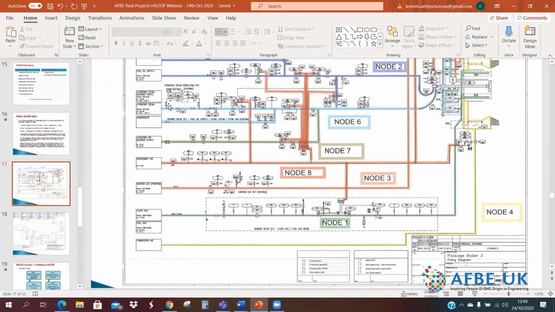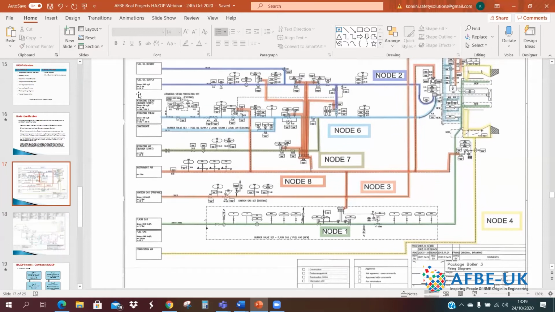You've got the fuel supply on the left there. I'm not sure if you can see those bits in the boxes very well, but those are the different subsystems for that boiler package, with the fuel return at the top there and the fuel oil supply at the bottom. So you can see that both those lines, the fuel return and the fuel supply, are colored in purple, which is one. They've taken those as one single node.